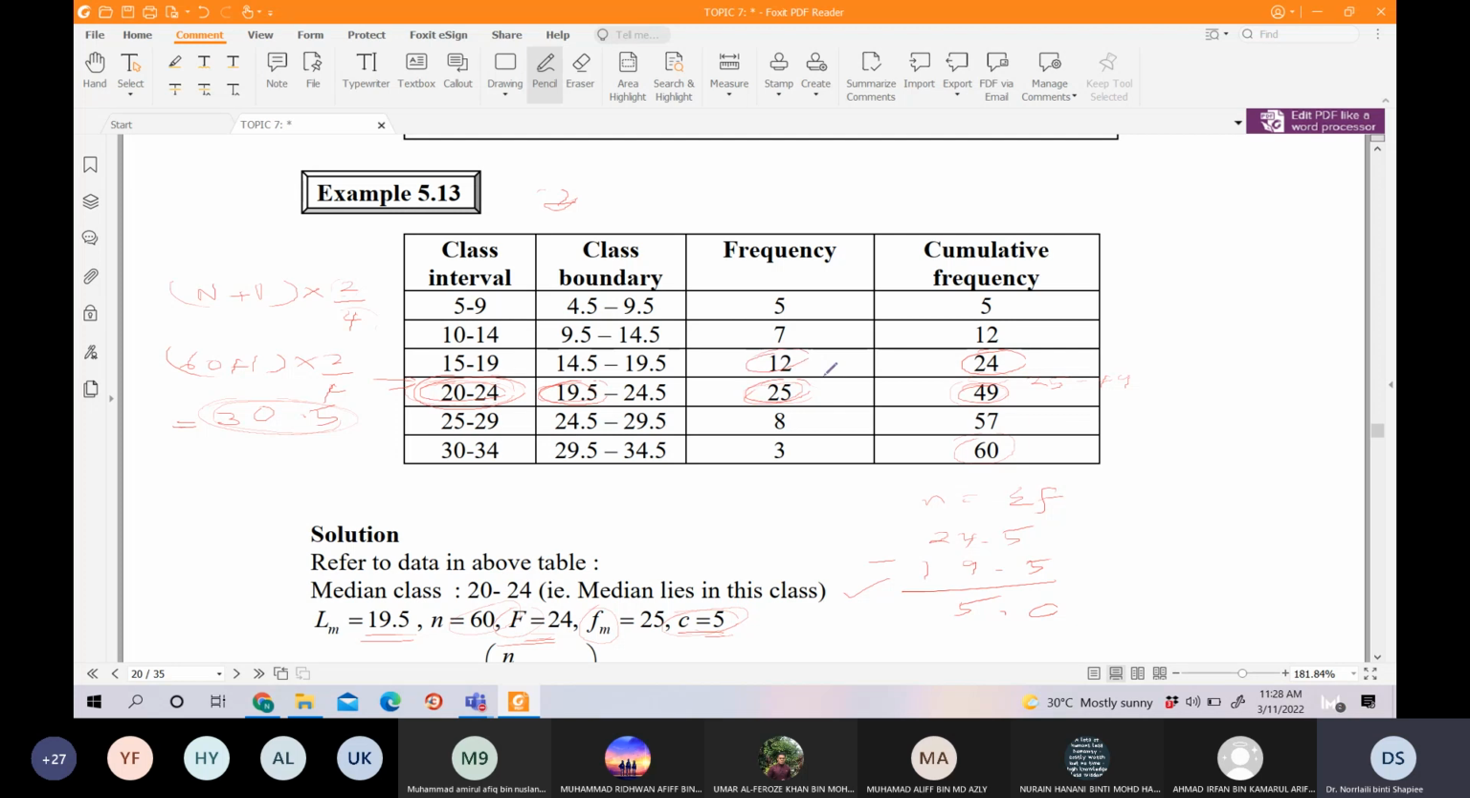Okay, so this one is before 8. Okay, so this one is the D1. 25 tolak 8. So this one is a D2. Okay, C kita dah tahulah cari kan. 24.5 minus 19.5 you get C equal to 5.